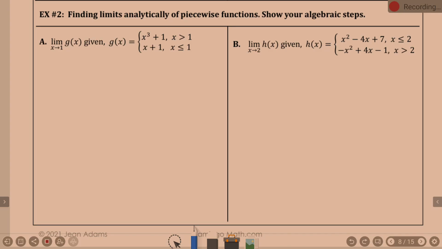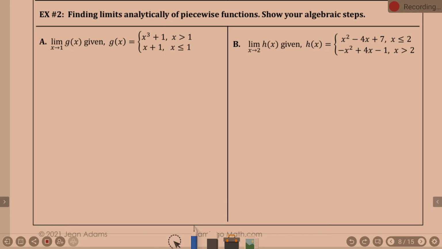Yes. Okay. So here we are looking at finding limits analytically, and the catch is they're piecewise functions. For instance, as you look at A, the limit as x approaches 1 of g of x. And then look at g of x. It's defined to be x cubed plus 1 when x is greater than 1, and it's defined to be x plus 1 when x is less than 1.